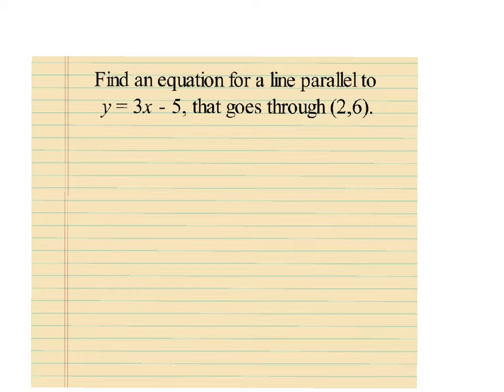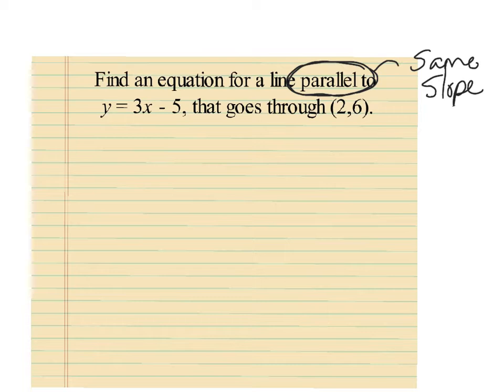we're going to find the equation of a line parallel to this line here and goes through this point. So first thing I want you to do is when you're writing this down, maybe highlight parallel and make a note to yourself: same slope. And now we want to identify what is the slope. Slope of this line is 3.